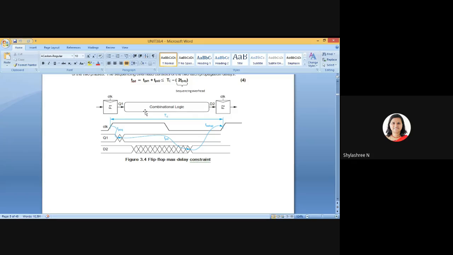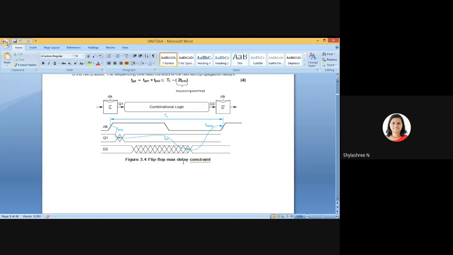But in this particular diagram, I have written only the propagation delay because I'm discussing the maximum delay constraint. Maximum delay constraint is related to the propagation delay, and minimum delay constraint is related to the contamination delay. Maximum delay constraint is related to the setup time, clock to Q propagation delay and propagation delay, whereas minimum delay constraint is going to discuss the hold time, minimal contamination delay and clock to Q contamination delay. Are you getting it? Maximum delay constraint means setup and propagation delay. Minimum delay constraint means hold time and contamination delay. Are you getting it?